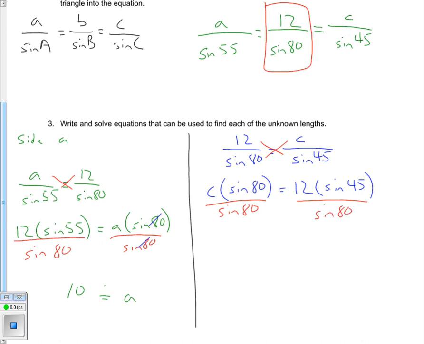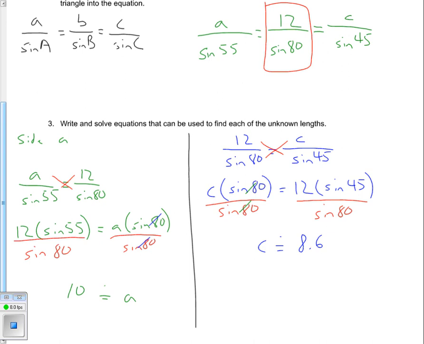Again, I'm going to keep sine 45 and sine 80, I'm not converting them into decimals until I absolutely have to. On the left-hand side, sine 80 divided by sine 80 cancel out and just leave me with 1, so I just have C. On the right-hand side, if I calculate this, I end up with 12 times sine of 45 degrees divided by the sine of 80 degrees, and that leaves me with approximately 8.6. So the length then is 8.6.